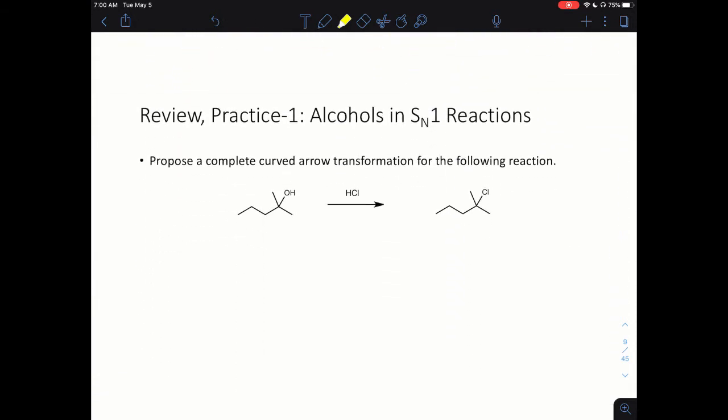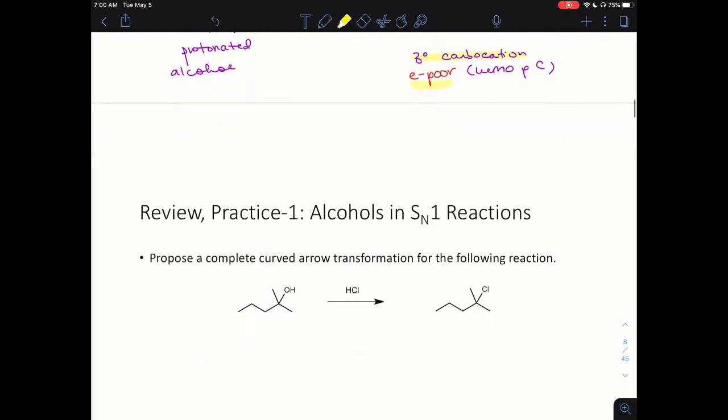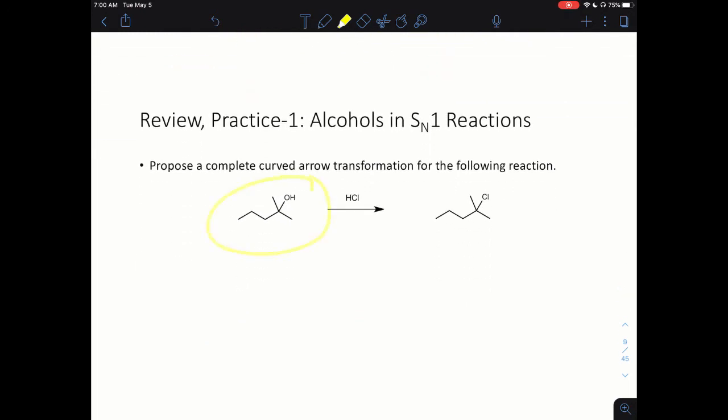All right, your turn. So here's a slightly different looking substrate. So I'll have you go ahead and try to propose a mechanism for this reaction. Spoiler alert, it is the same sequence of steps. You just need to change the structure of the reactant.